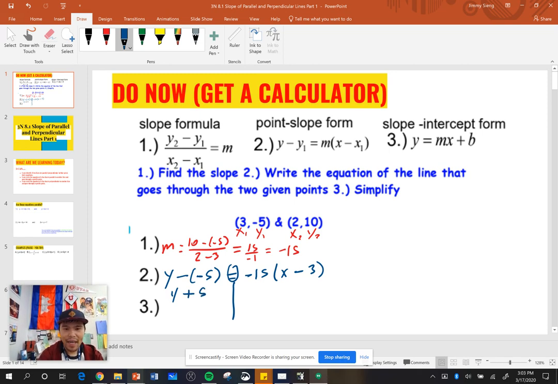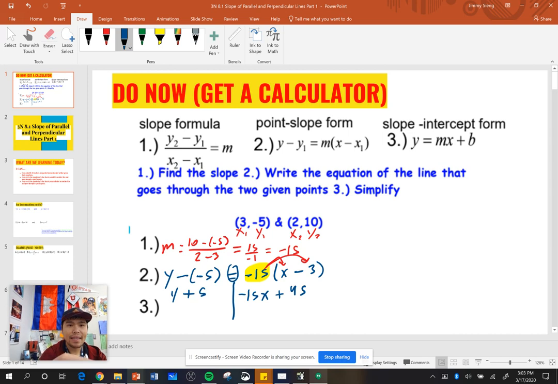So we got y plus 5 equals. Remember, what we need to do is we need to take this negative 15 and we need to distribute, okay? That's a huge, huge detail, right? So we got 15x. So negative 15 times negative 3 is going to be positive. I need my calculator. Let's see. So negative 15 times negative 3, that gives me positive 45, okay?